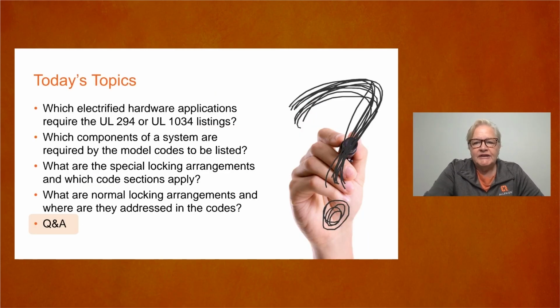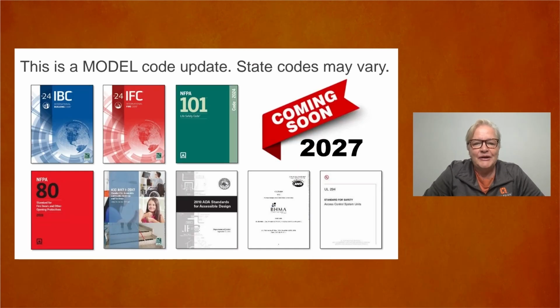We did receive some questions with the registrations for this session and by email, so I will cover those first. I wanted to have some slides and some images and code excerpts and things to point to. The most common question is which electrified hardware applications require the listings? The second most common question is which components of a system require the listings according to the model codes. There were also a bunch of questions about special locking arrangements and normal locking arrangements. So we'll go through all of that and hopefully come out the other end with a better understanding.